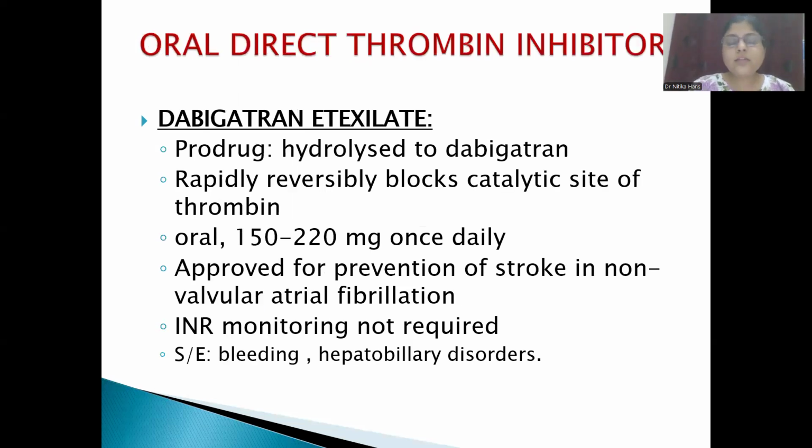Now, the oral direct thrombin inhibitor is dabigatran etexilate. It is a prodrug which is hydrolyzed to dabigatran. It rapidly, reversibly blocks the catalytic site of the thrombin and it is given orally. And 150 to 220 milligram once daily can be given.